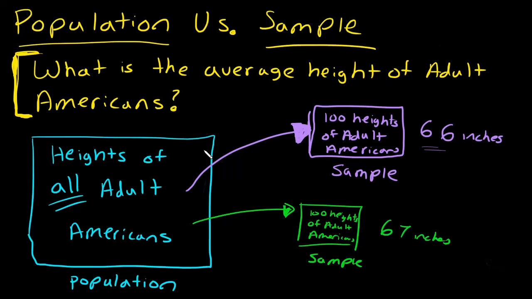So the most important takeaway here is that populations are all. You see the keyword all. It's basically a complete collection of all possible data, and a sample is part of that population, and hopefully it's a random part of that population.